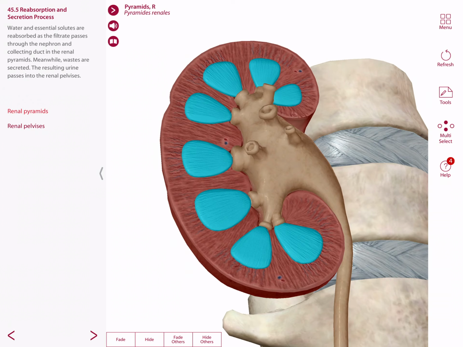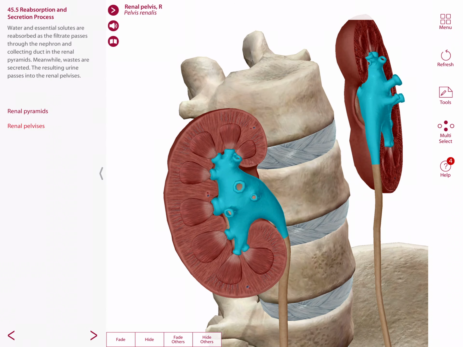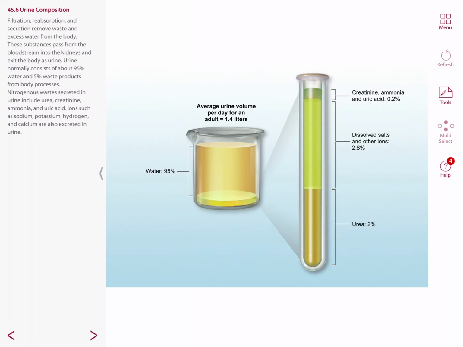So back to those renal pyramids. Again, at the outer portion of this, you're going to find the nephron. Then we're going to have all of that secretion and filtration taking place, and they head down into the renal pelvis. You'll notice that the renal pelvis has many holes in it, and we'll name those coming up.